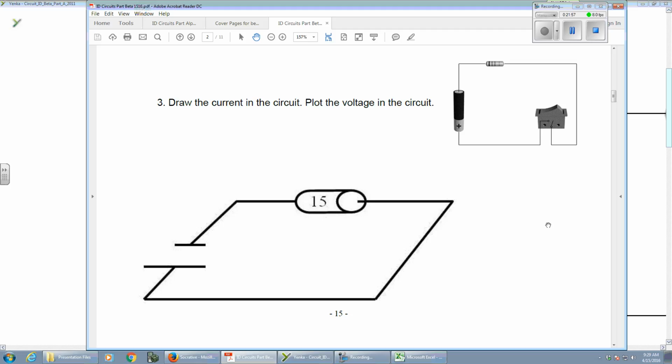The current we're going to represent by arrows, since it's a flow of charge, the way the charges move. The voltage, because it's energy, we're going to represent by heights. Think about it like a roller coaster, where you'd have gravitational potential energy. This will be electrical energy, but we're going to show it very similarly.